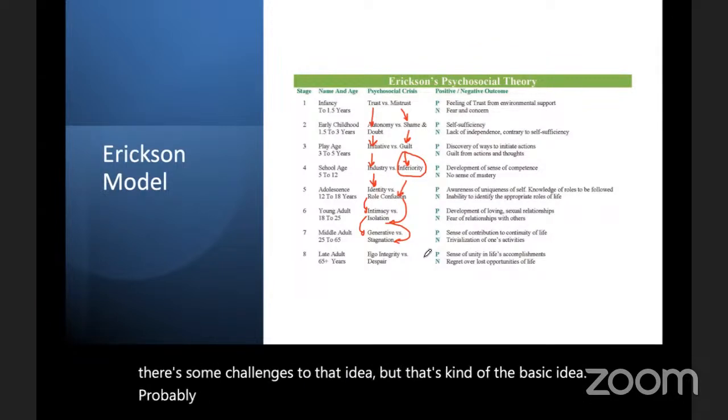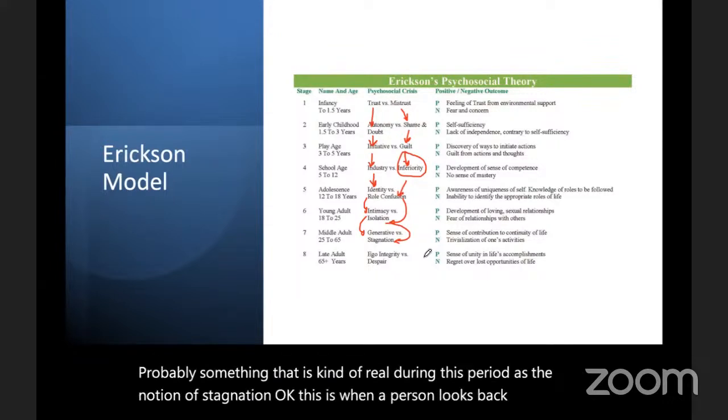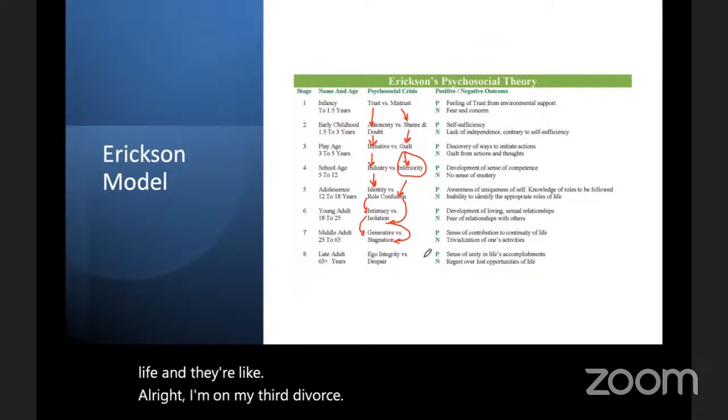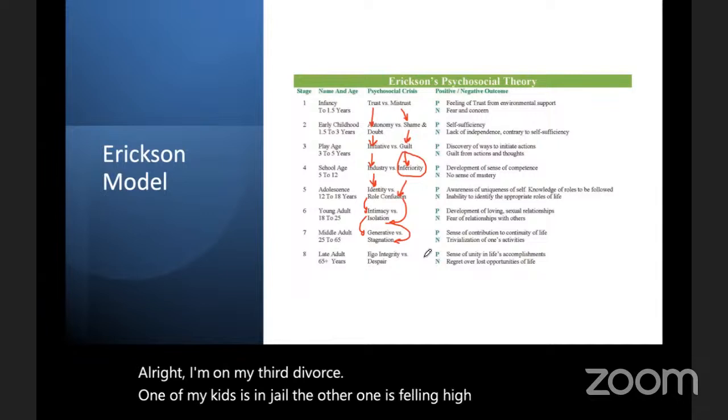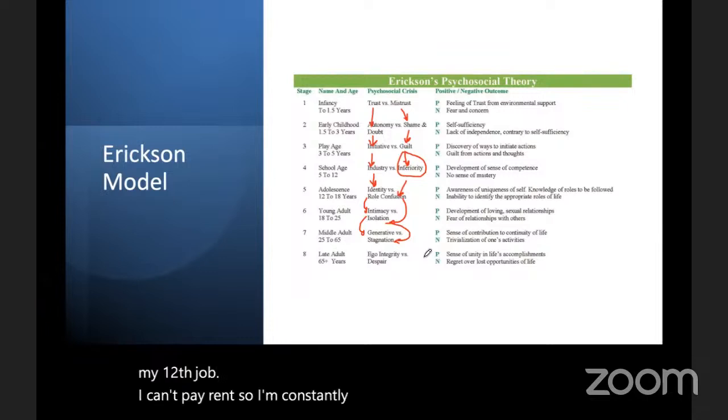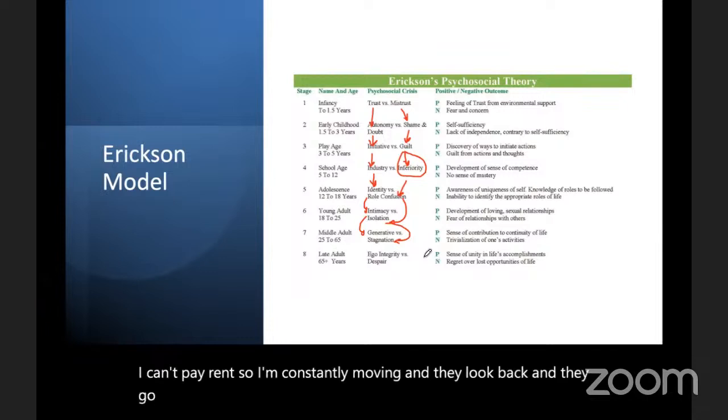Probably something that is kind of real during this period is the notion of stagnation. Okay. This is when a person looks back on their life and they're like, all right, I'm on my third divorce. One of my kids is in jail. The other one is failing high school. I'm on my 12th job. I can't pay rent, so I'm constantly moving. And they look back and they go, life has been awful to me. Okay, life has not been good to me.